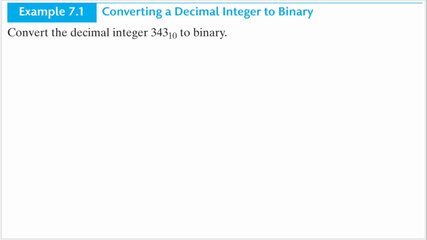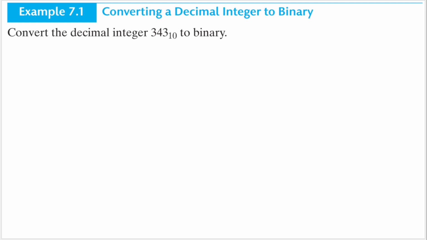So the question is converting a decimal integer to a binary number. Convert the decimal integer 343 in base 10 to binary. Okay, I will present two ways to do this.